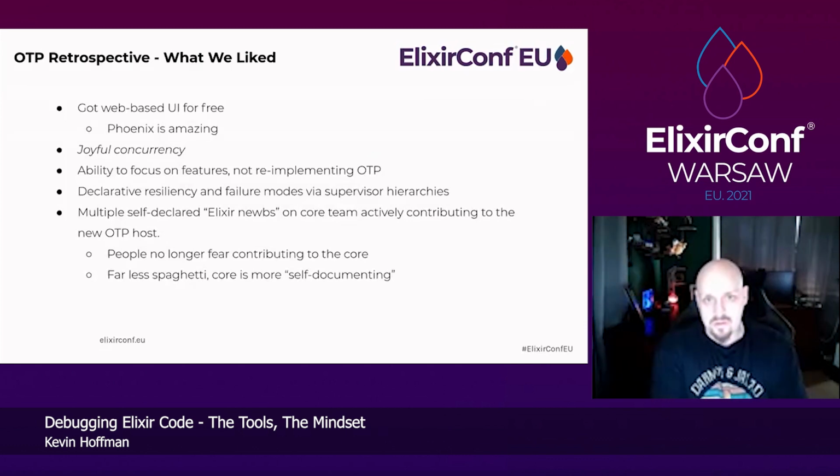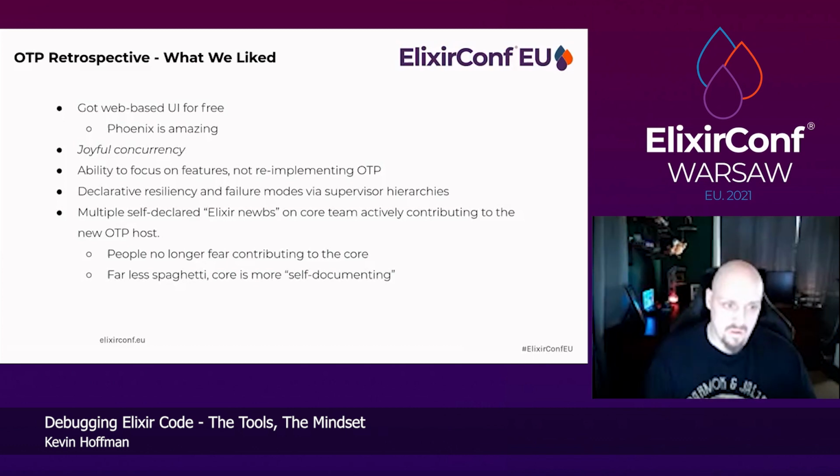So what did we like about converting to OTP? For one, we got a web-based user interface for free. We used and fully embraced the Phoenix framework, and as a result, we essentially got a web-based user interface for free. And we moved from what Rust considers fearless concurrency to what I refer to as joyful concurrency, where we're able to describe our concurrent systems and our distributed applications in a way that is easy and straightforward to maintain. We were able to focus on features and not re-implementing OTP. We made extensive use of declarative resiliency and supervisor hierarchies, which we were unable to do in Rust because of the difficulty and complexity of the code.